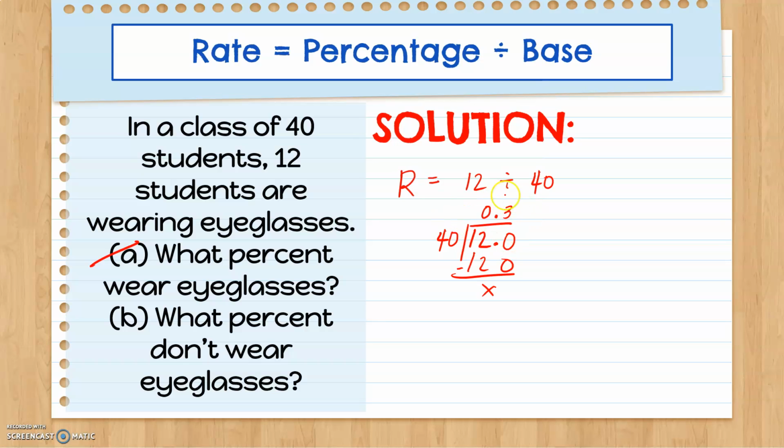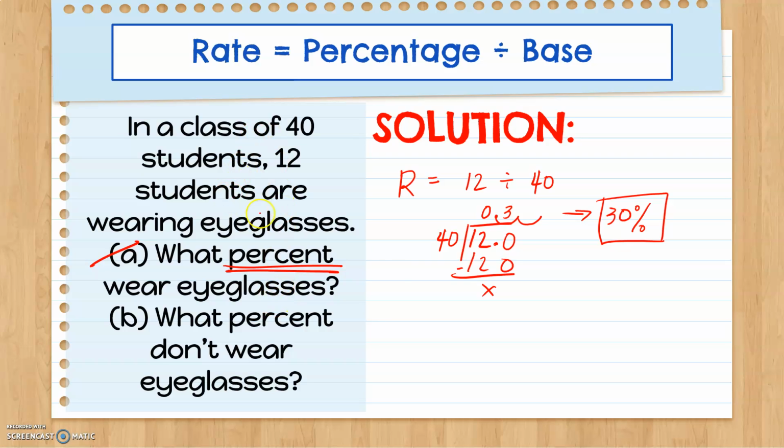But this is a decimal number. What we are looking for is a percent. That means we need to change this decimal to a percent or to a rate. And how will we do that? We just simply have to move the decimal point twice to the right. So 0.3 will now be equal to 30%. Let us not forget the percent symbol because again, we are looking for the rate. So our final answer is 30%. 30% of the class wear eyeglasses.